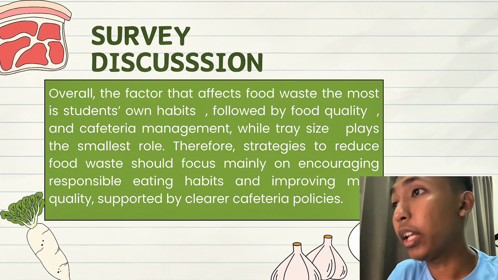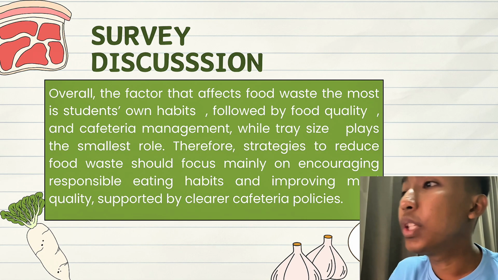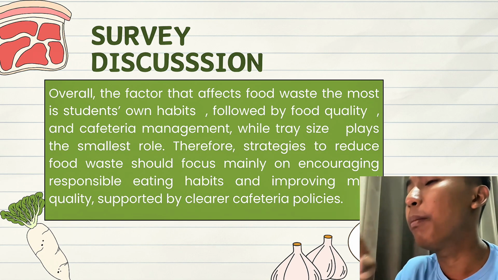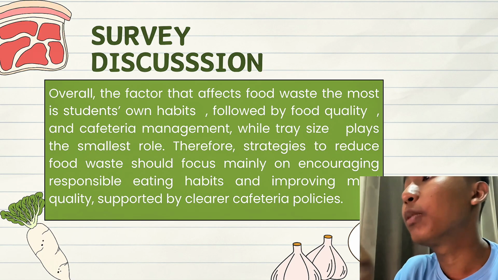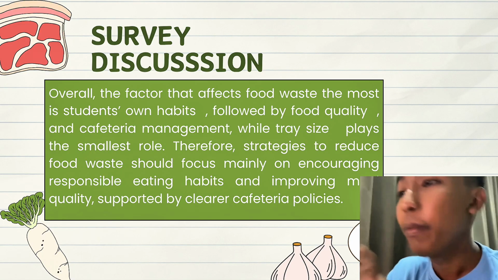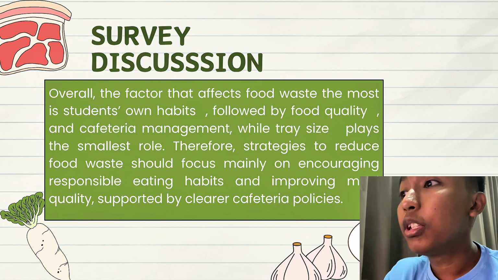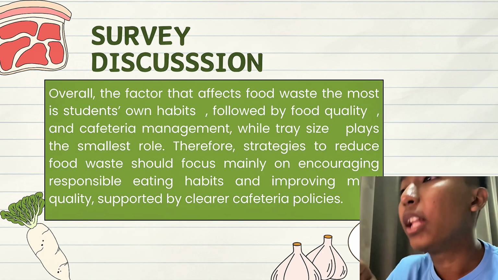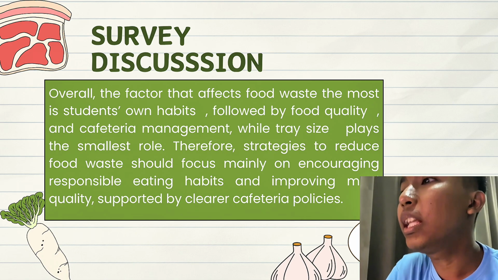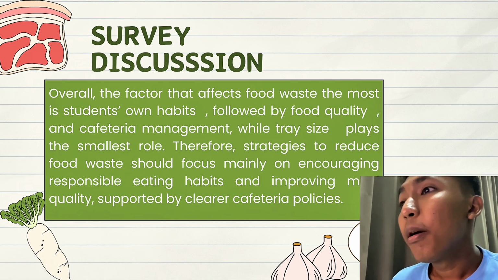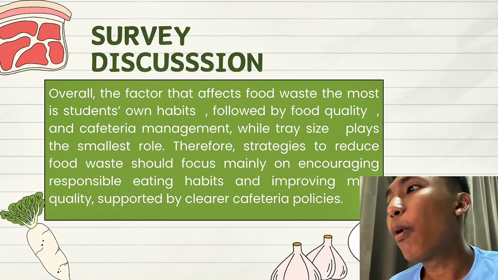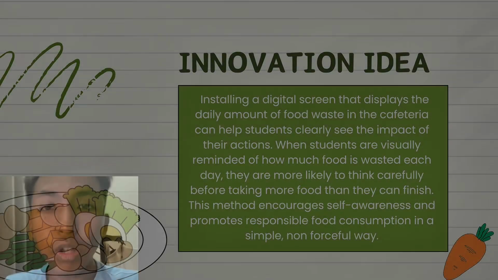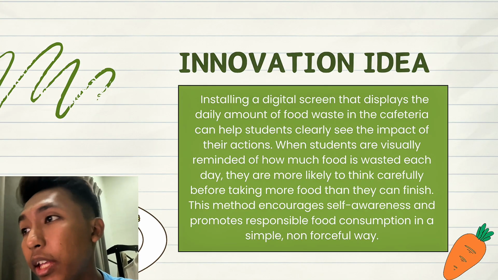Overall, the factor that affects food waste the most is students' own habits, followed by food quality and cafeteria management, while tray size plays the smallest role. Therefore, the strategies to reduce food waste should focus mainly on encouraging responsible eating habits and improving meal quality, supported by clearer cafeteria policies. We go on to the next slide, which is the innovation idea.